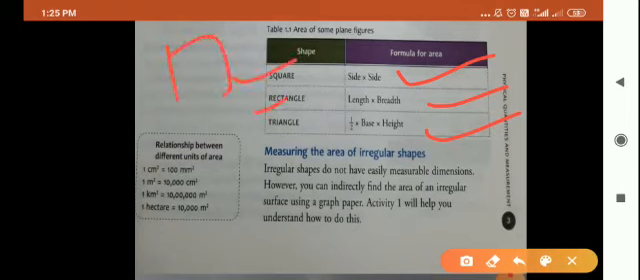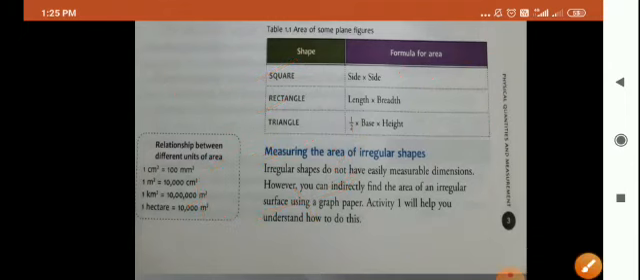In a square, all the sides are equal. And in a rectangle, opposite sides are equal. Okay. So, I suppose children, physical quantities, area, formulas are clear to you? Okay. Now see children, which is our next topic?